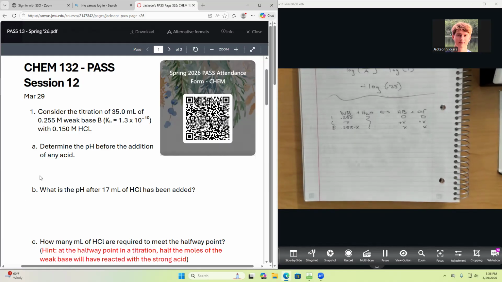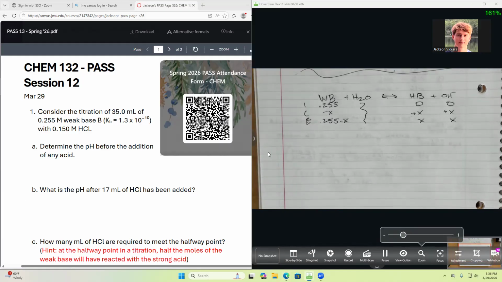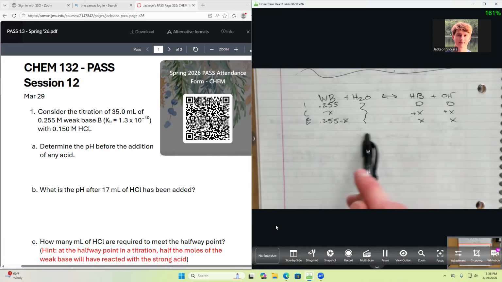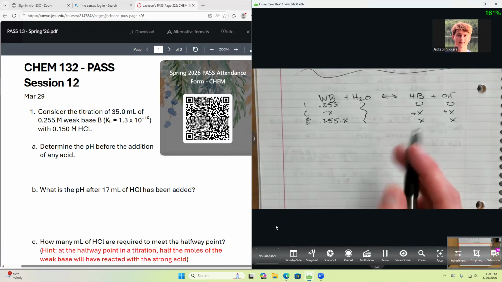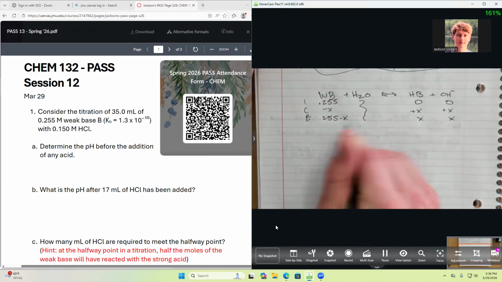Okay, so I haven't fully finished this one out yet, but let's go through it together. Again, all that we have in this flask is the weak base sitting in some water, or a lot of water. So much water that we don't need to worry about it in the ice table. So we're going to cancel that out. And all we're doing here is what we've been doing again for a few weeks. So KB is going to be equal to this.